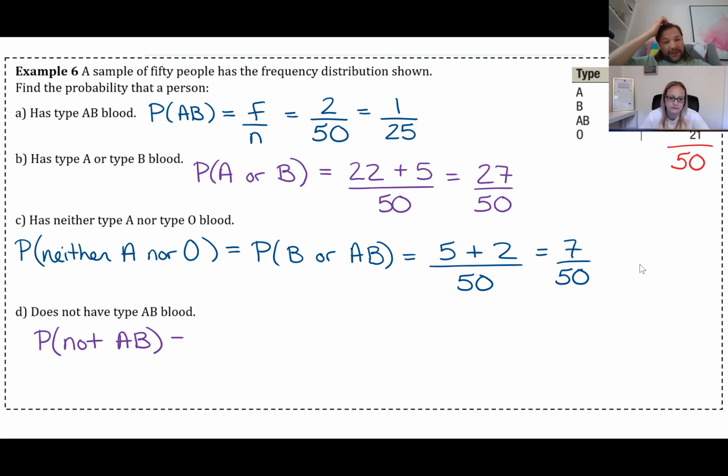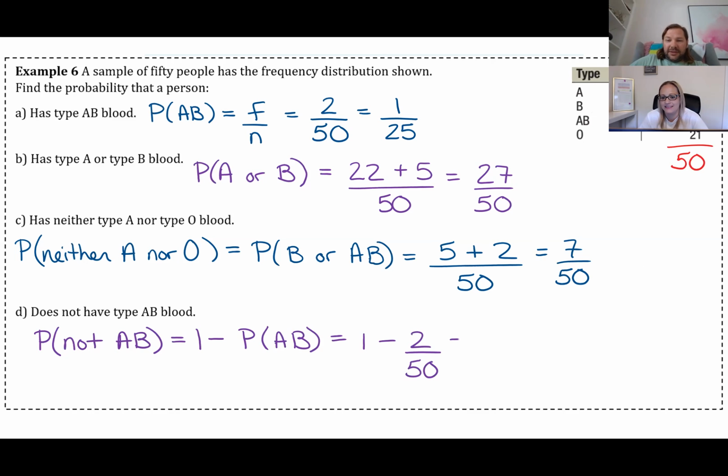Perfect, okay. Does not have type AB blood. So if you don't have type AB blood, then you either have A, B, or O. So we're just going to add up the frequency for those. So A is 22. Oh, this is using the complement rule. You could do what I just said, add up 22 plus 5 plus 21, but it might be faster just to subtract off the probability of having AB blood, which is 2 over 50. So then you would end up with 48 over 50 or 24 over 25. So this is an example where using the complement is a faster calculation because you only have to calculate one probability and then take the difference, 1 minus that.